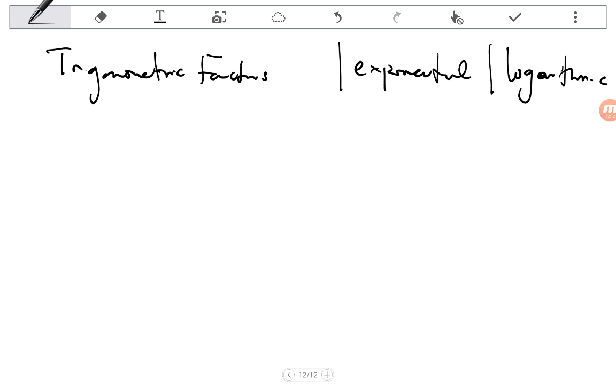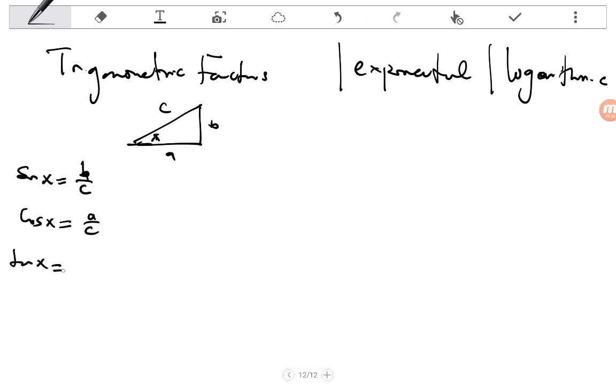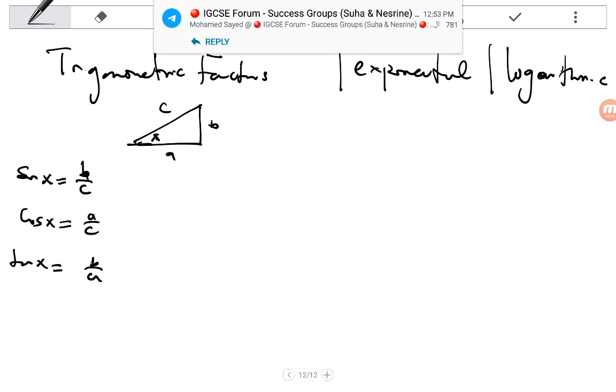Trigonometric functions come from an angle theta, for example, or x, and I have here a right triangle ABC. Do you know what sine x is in this case? Yes, this is B over C. Cosine x would be A over C, and tan x would be B over A. Yes, correct. These are called trigonometric functions.